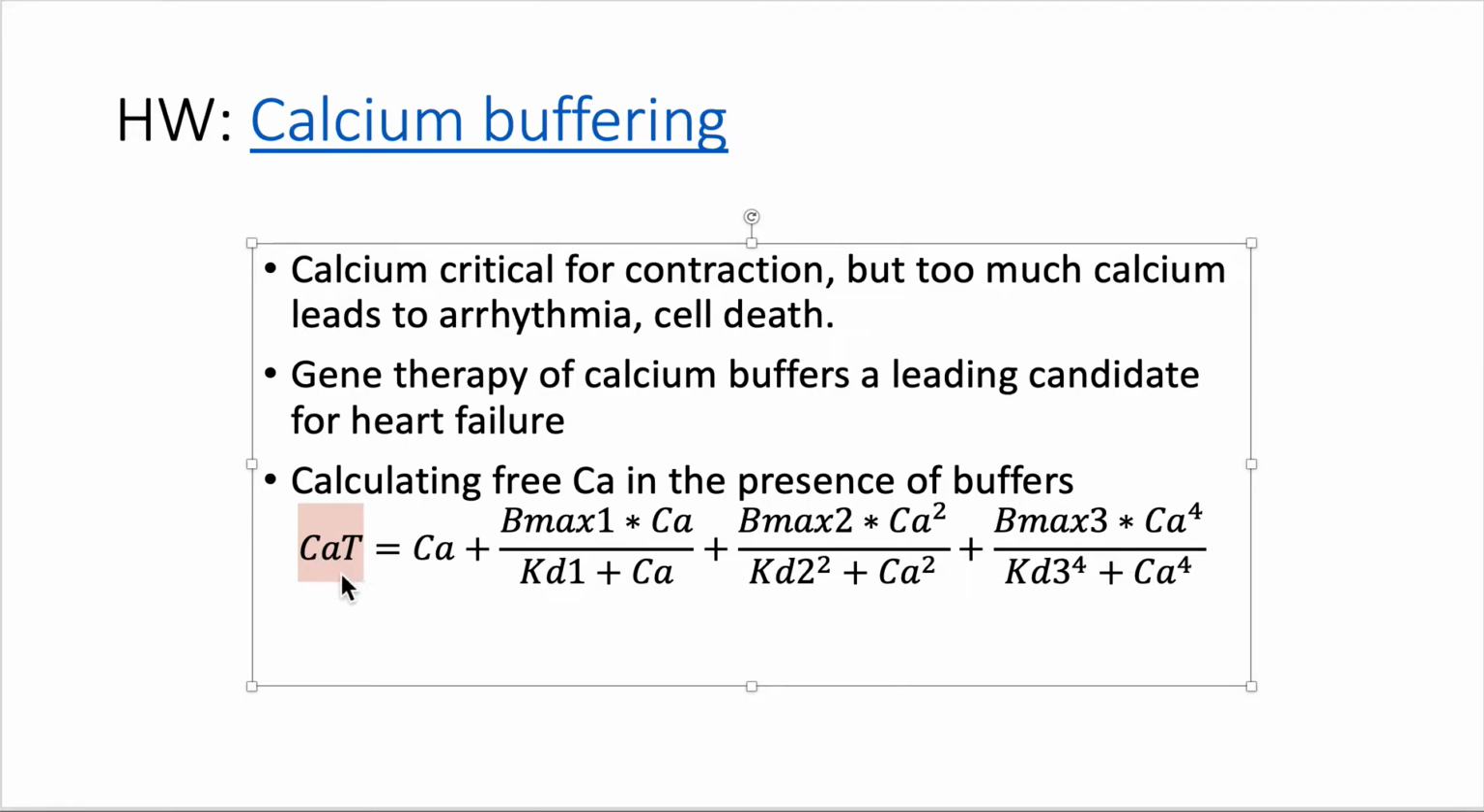So we have something equal to 0 on this left hand side and something else on the right hand side. So we must find the value of free calcium that makes this equation equal to 0. In other words, this is what's called finding the roots of this equation.